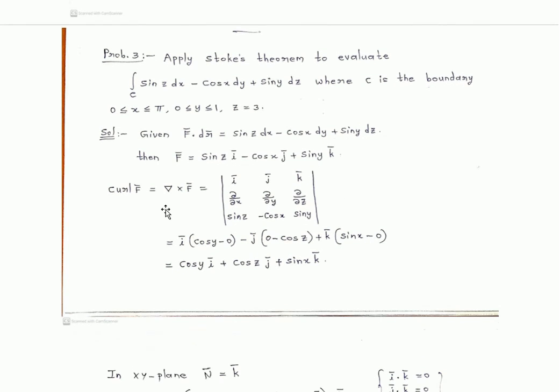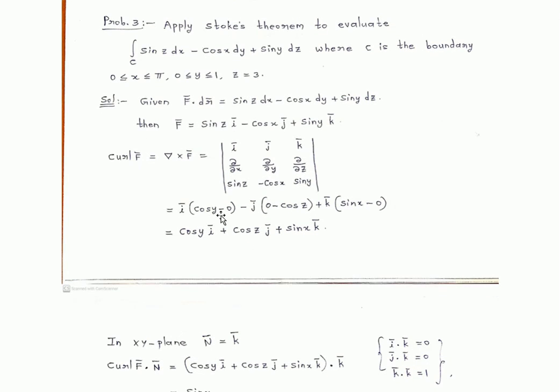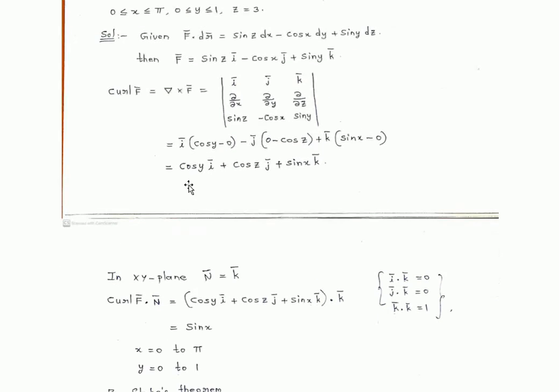Now let us calculate curl f bar value. Del cross f bar is equal to the determinant with i bar j bar k bar, dou by dou x, dou by dou y, dou by dou z. The i bar coefficient is sin z, j bar coefficient is minus cos x, k bar coefficient is sin y. These are f1, f2, f3 values. i bar into dou by dou y of sin y is cos y, minus dou by dou z of cos x is 0, minus j bar into dou by dou x of sin y is 0, minus dou by dou z of sin z is cos z, plus k bar into dou by dou x of minus cos x is sin x minus dou by dou y of sin z is 0, and you will get cos y i bar plus cos z j bar plus sin x k bar. That is curl f bar only.